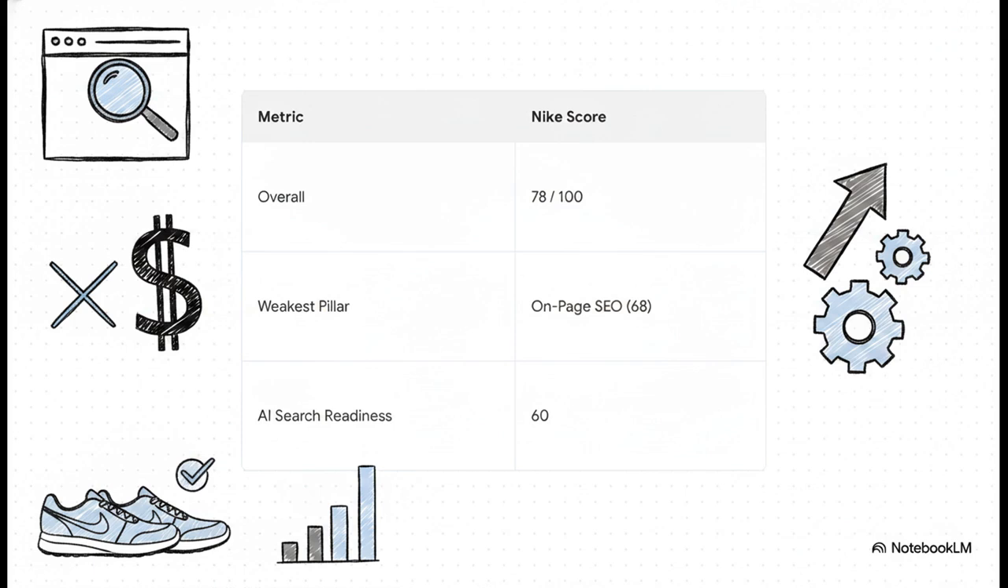of fixes. The source tested this on Nike, comparing them directly to Adidas and New Balance. It found Nike scoring a 78 overall, with their weakest pillar being on-page SEO sitting at a 68. It highlighted crazy critical errors like a broken homepage title and a meta tag literally blocking mobile zoom. It even scored their AI search readiness at just a 60. You just swap out Nike for your own website and boom, your Monday morning strategy is completely sorted.